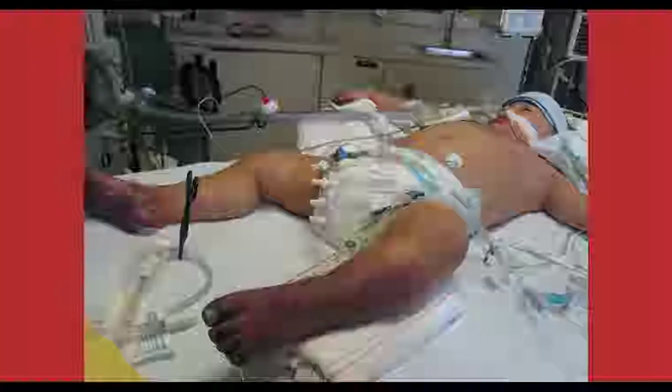This is a picture of him that I took upon admission. He was critically ill, requiring ventilator support and support for his blood pressure, and the most striking thing on physical examination, you can see, was his extremities. He survived this infection, but he required a left below-the-knee amputation, and half of his right foot had to be amputated as well. This is a consequence of his MRSA sepsis.